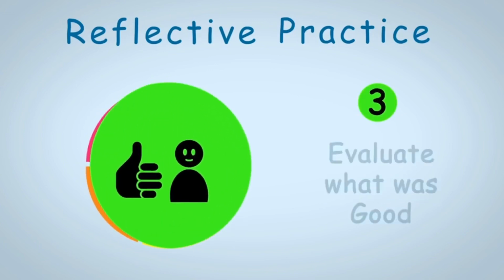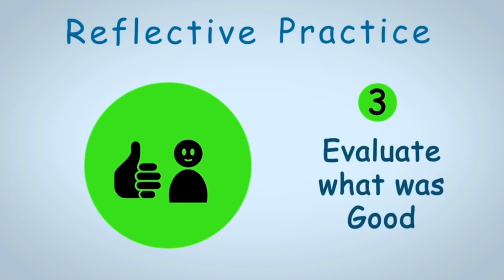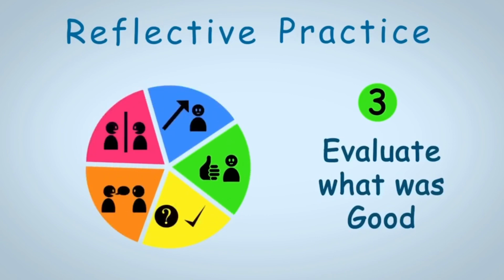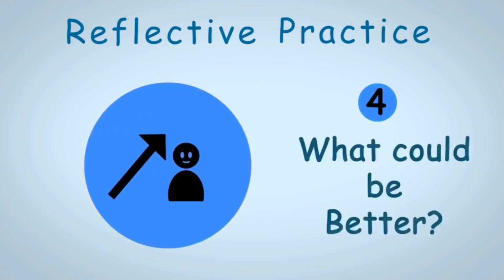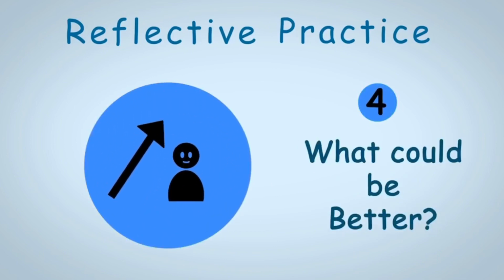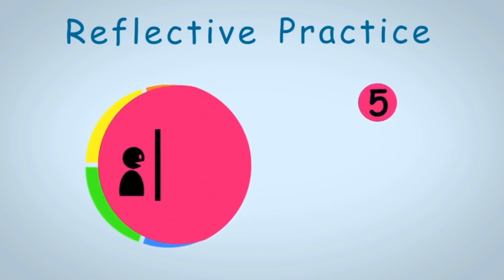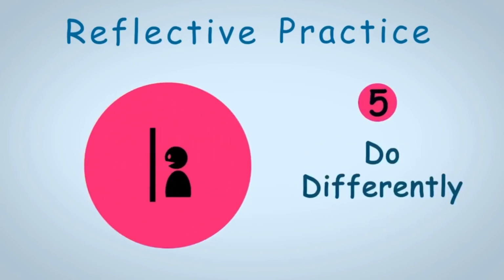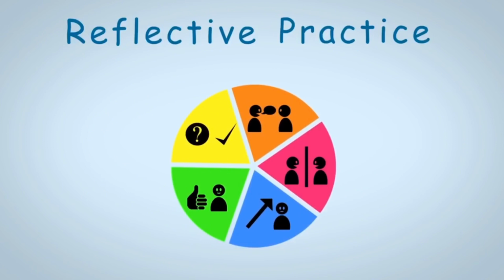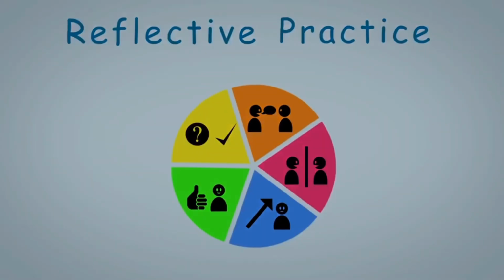The third stage is to evaluate it in the light of some theory about good practice. Discuss and open up a dialogue about what was good about it. The fourth stage is to say what could have been better about this approach to this situation. And the 5th stage is to discuss what you would do differently to improve your skills if you held in mind what you've learned through this reflection. And this is reflective practice.